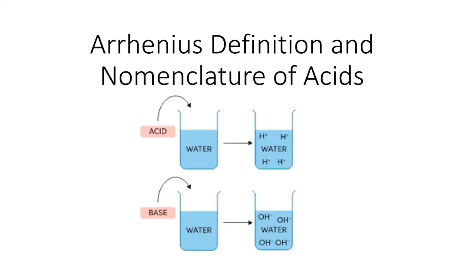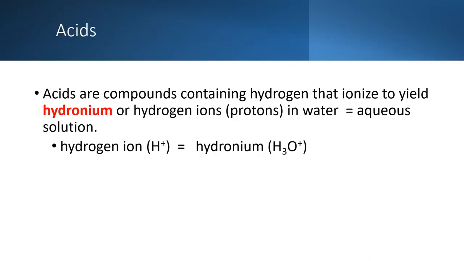So this leads us to the second part of our notes today. Let's define the Arrhenius definition of acids and bases and do some problems. First of all, we should know that acids are compounds that contain hydrogen. Well, we're going to focus a little bit more on that and say, well, those hydrogen ions produce hydronium ions.